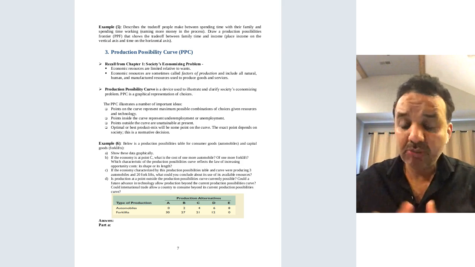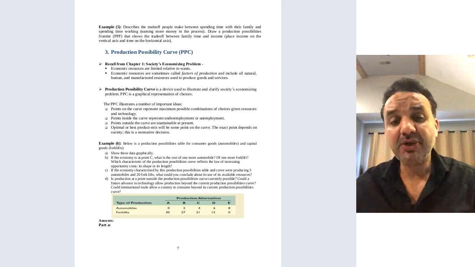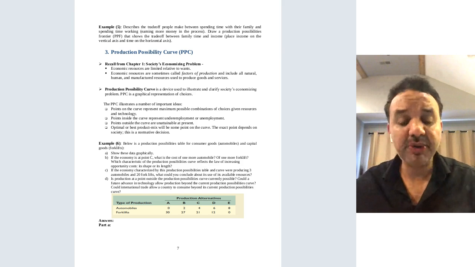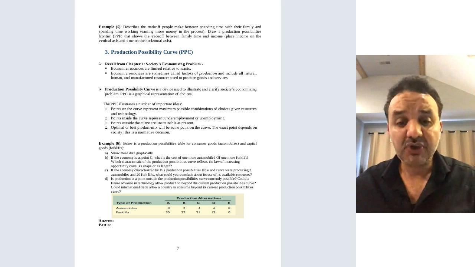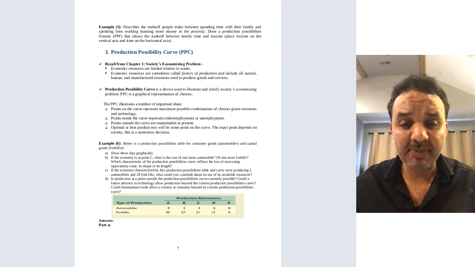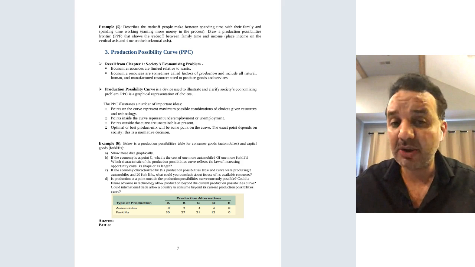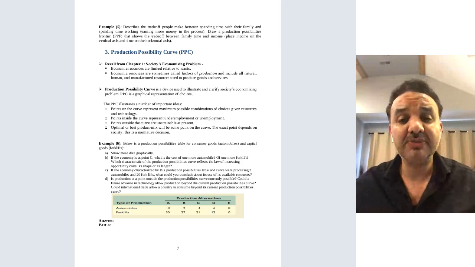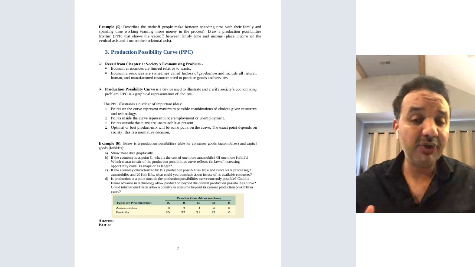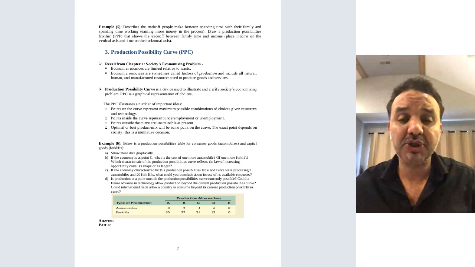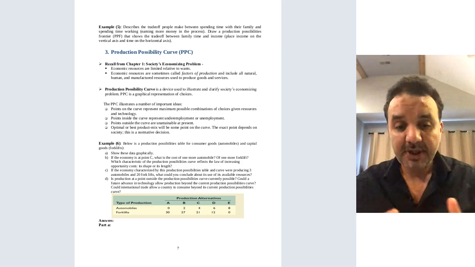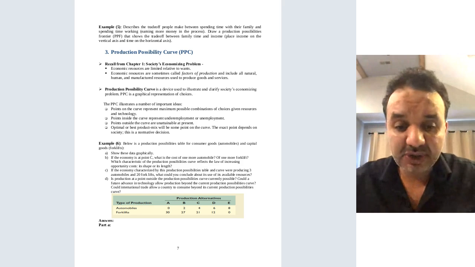PPC is almost the same as a budget line, but used on a larger scale, which means used by societies, used by economies, used by countries. So if I'm a country and I want to find the maximum or the optimal combination of products which I'm supposed to use, given my limited financial resources, I'm not going to use the budget line, which is used by individuals. I'm going to use something else, which is called PPC. Okay, so let's start with question number 6.